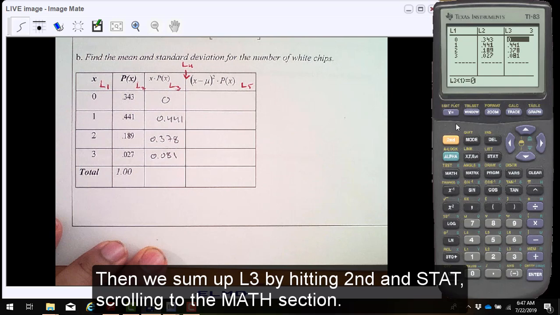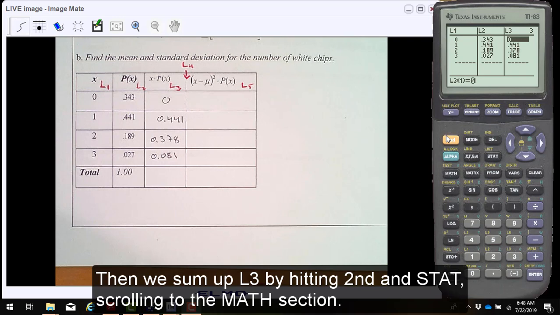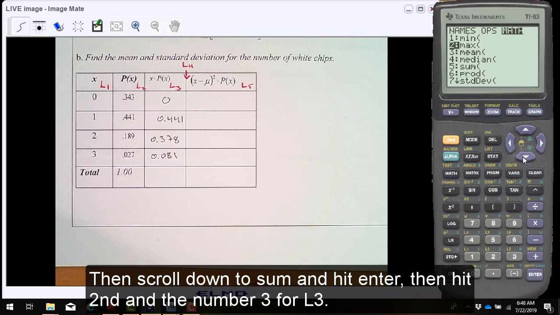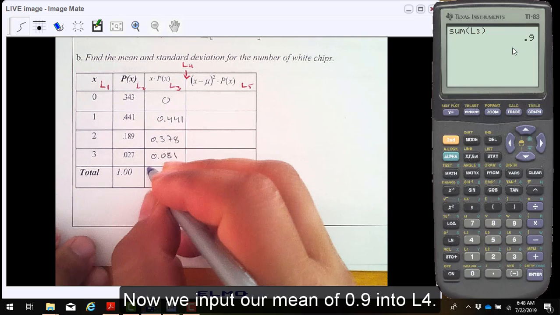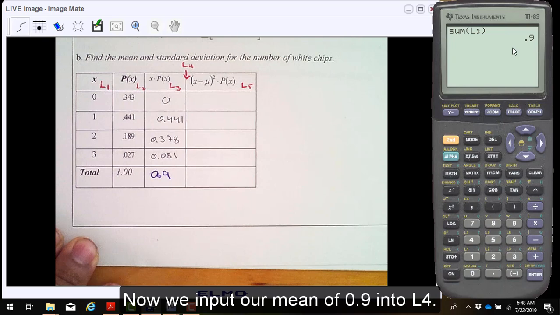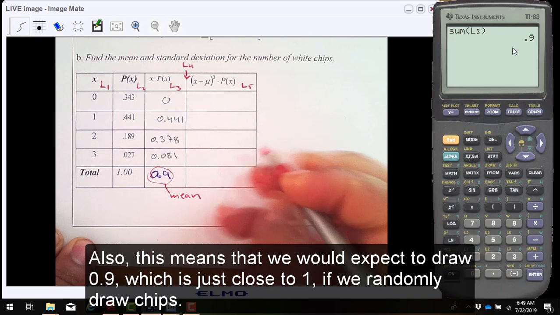Then we sum up L3 by hitting second and stat, scrolling to the math section. Then scroll down to sum and hit enter, then hit second and the number 3 for L3. Now we input our mean of 0.9 into L4. Also, this means that we would expect to draw 0.9, which is close to 1, if we randomly draw chips.